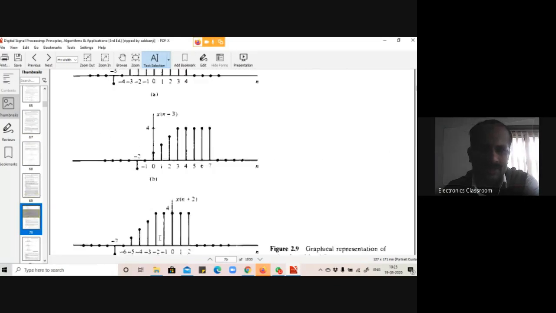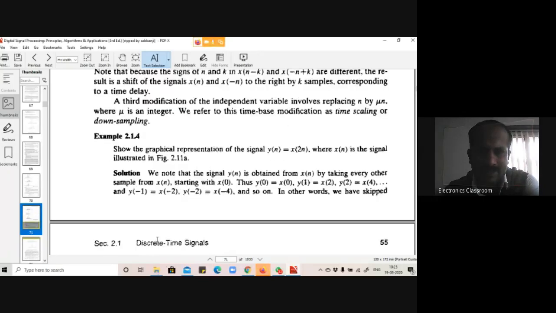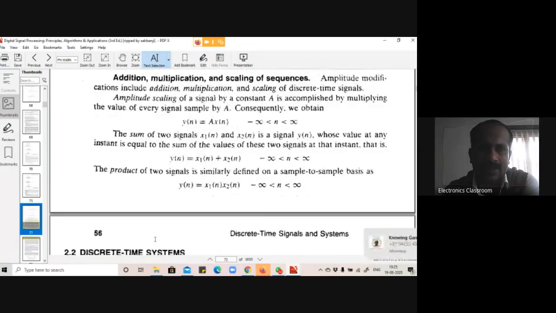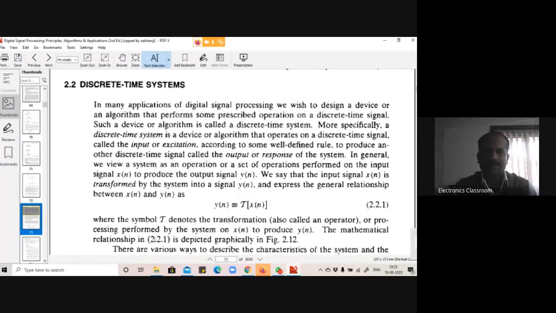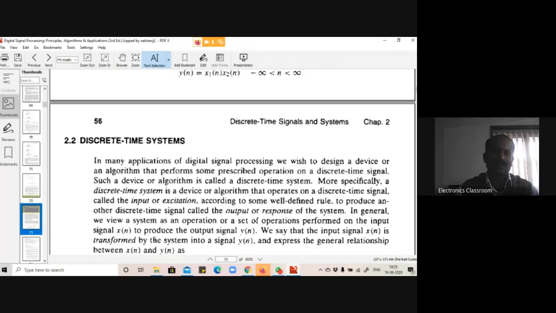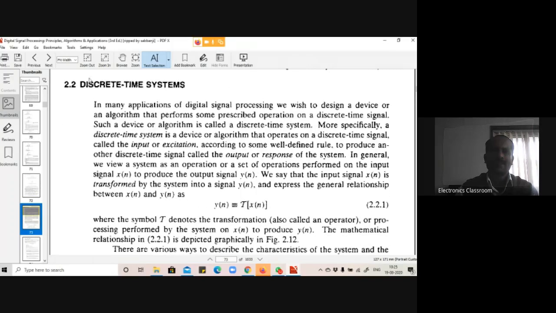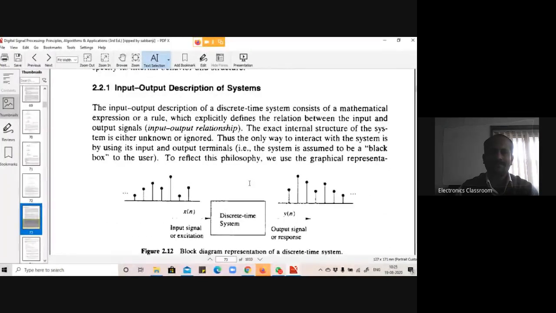So in signals, we have classified signals as continuous, discrete, even, odd, also various applications on signals. Now our interest is in discrete time systems. So there are also continuous and discrete time systems. So we are interested in that discrete time system. Okay. So this is block diagram as we defined.